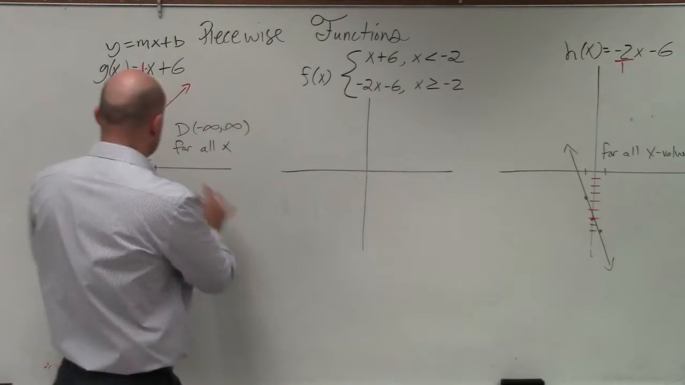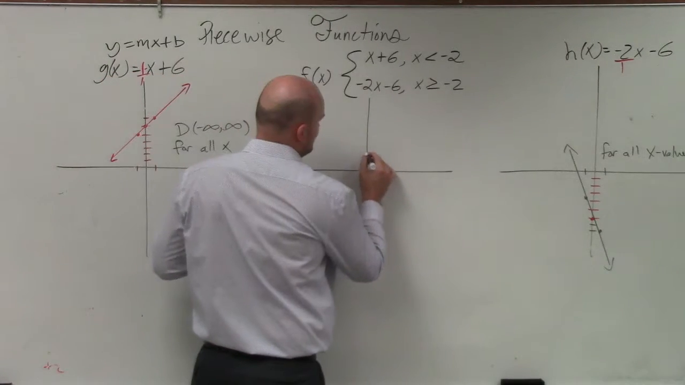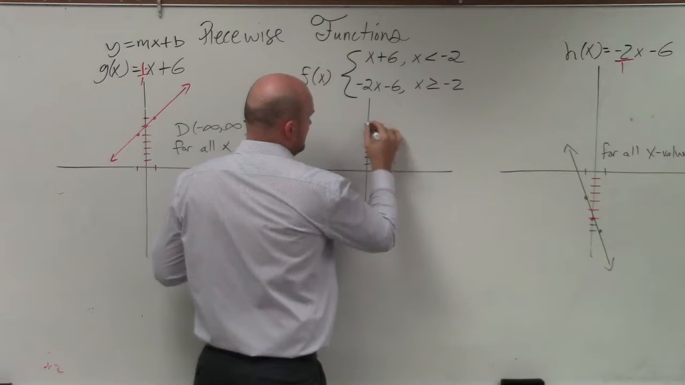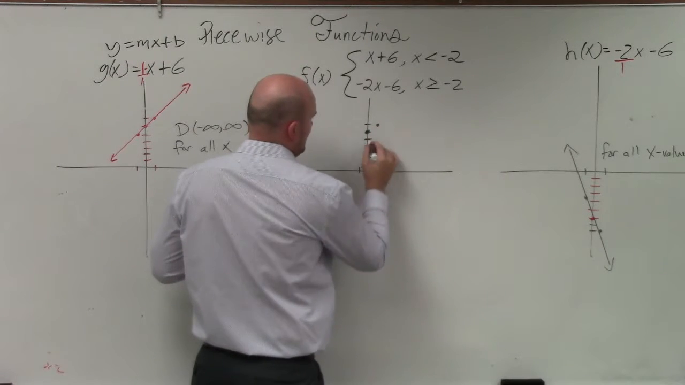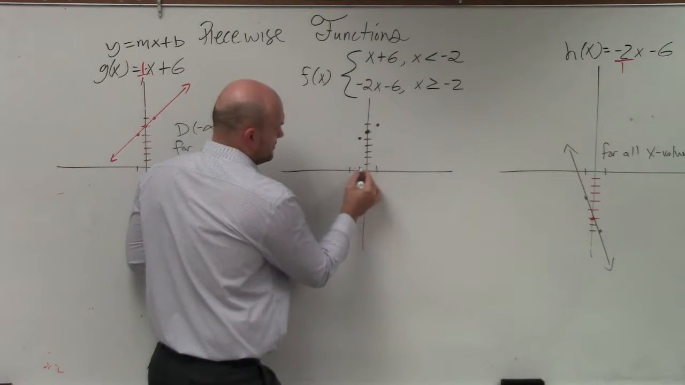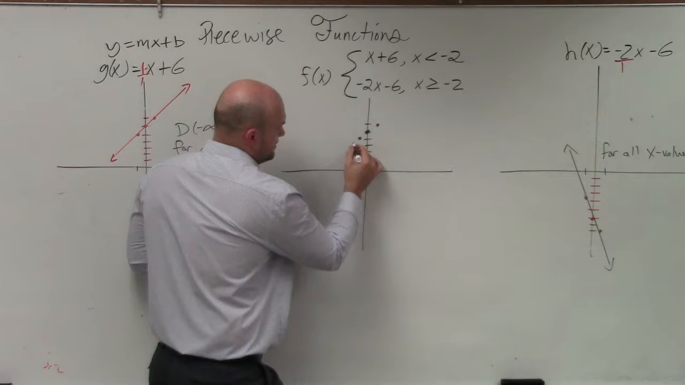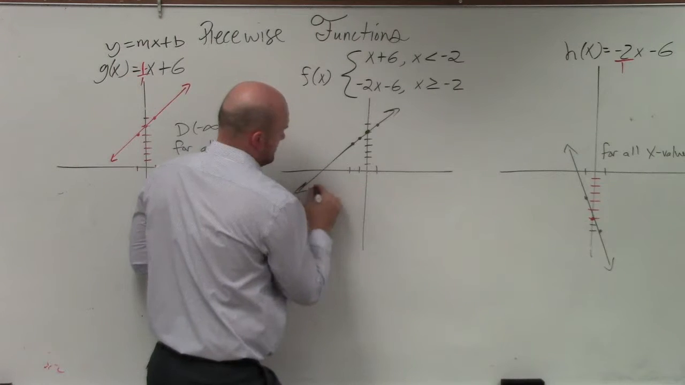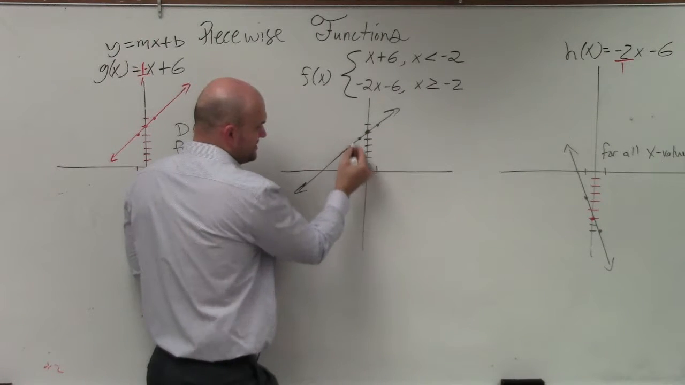So what we're going to do is graph these again, 1, 2, 3, 4, 5, 6. And that's up 1, over 1, down 1, to the left 1. However, negative 2 is over here, right? So I go down 1, over 1. That's negative 2. And everything that's going to the right, I'm not going to be concerned about. Here's negative 2.